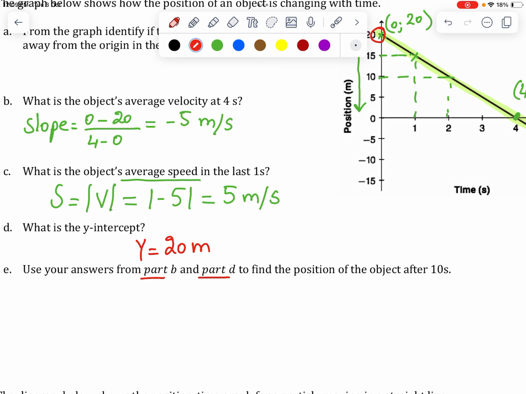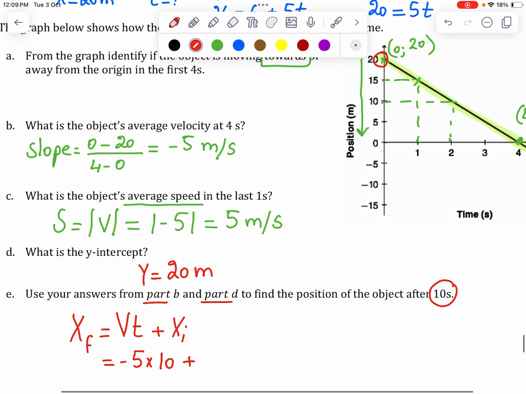Use your answers from part B and part D to find the position of the object after 10 seconds. Now here it is crucial to rewrite the equation of motion, which is Vt plus x initial. Now the velocity is -5. The time given here is 10 seconds. The initial position was 20 meters. This is the y-intercept. So -50 plus 20 will give me -30 meters.